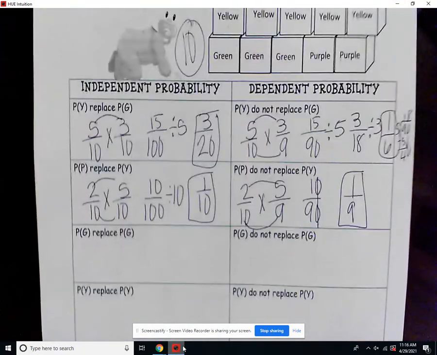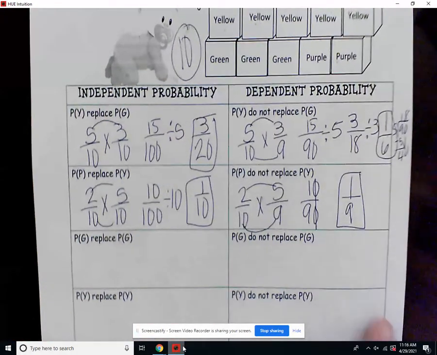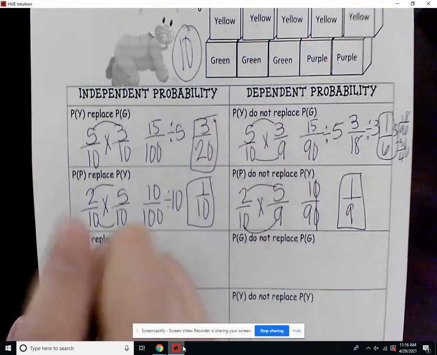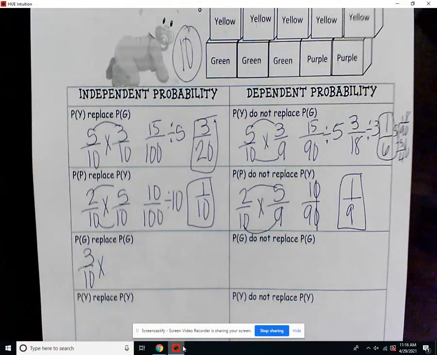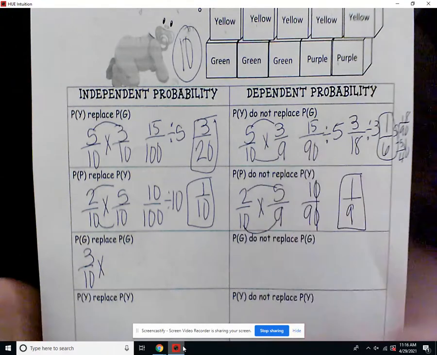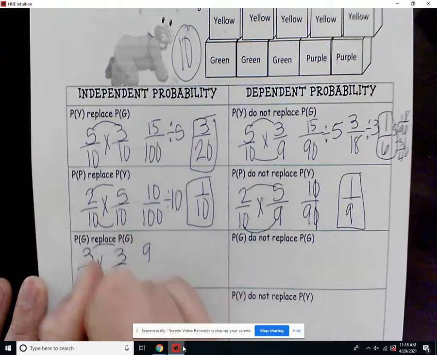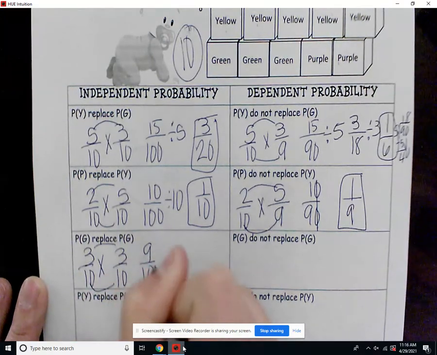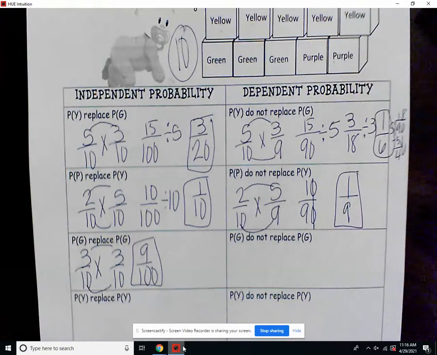This next one's going to be a little bit different because we've got green and green. For green, we have 3 out of 10. And again, replacing means put it back so nothing's changing. So I'm going to have 3 out of 10 again. 3 times 3 is 9. 10 times 10 is 100. We cannot simplify that.